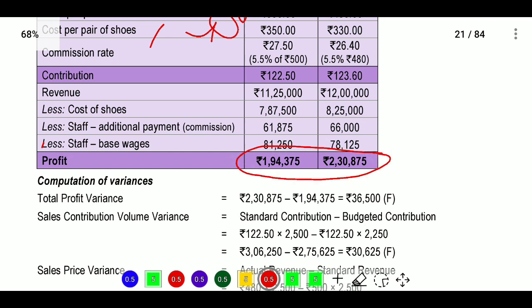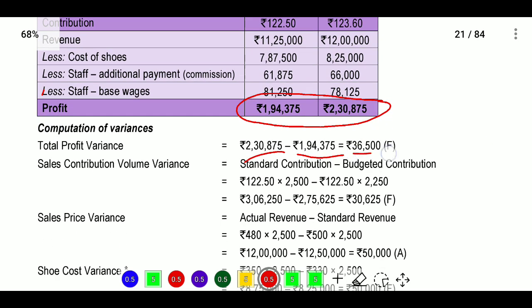2,30,870. In the case of sales, we will take the reverse: actual minus budgeted. So 2,30,000 minus 1,94,735 is 36,500, which is an increase over the budgeted. So we get 36,500 favorable.